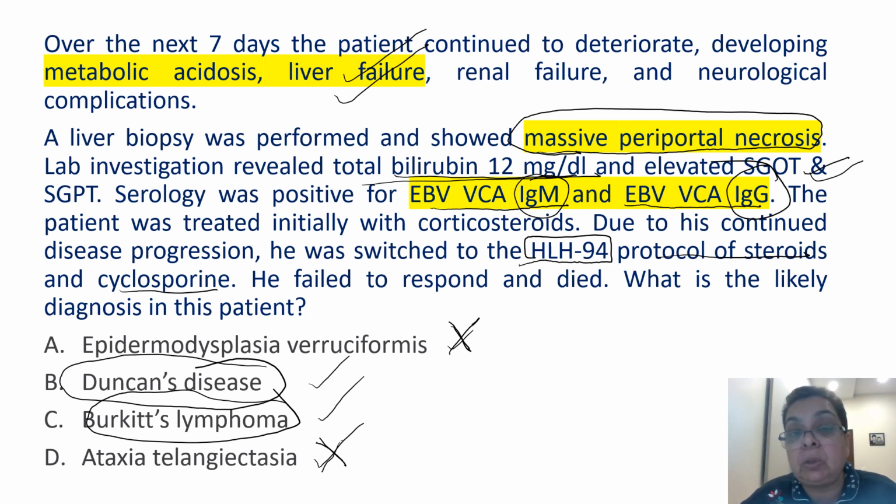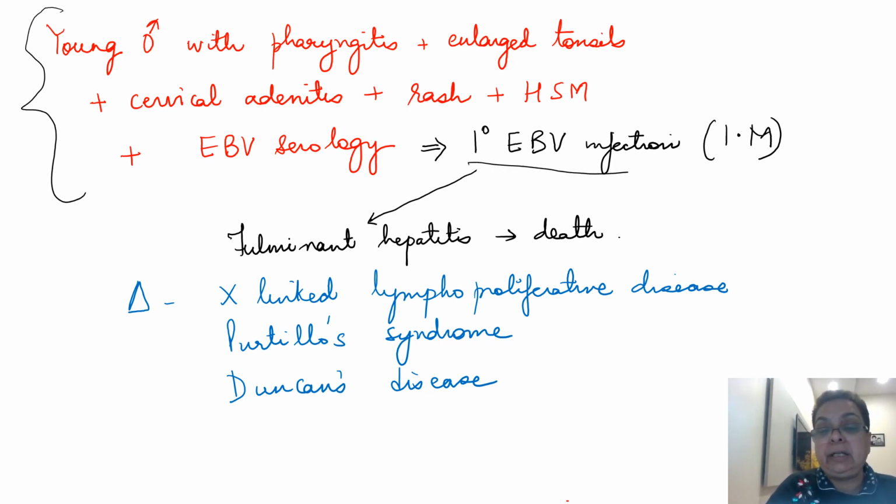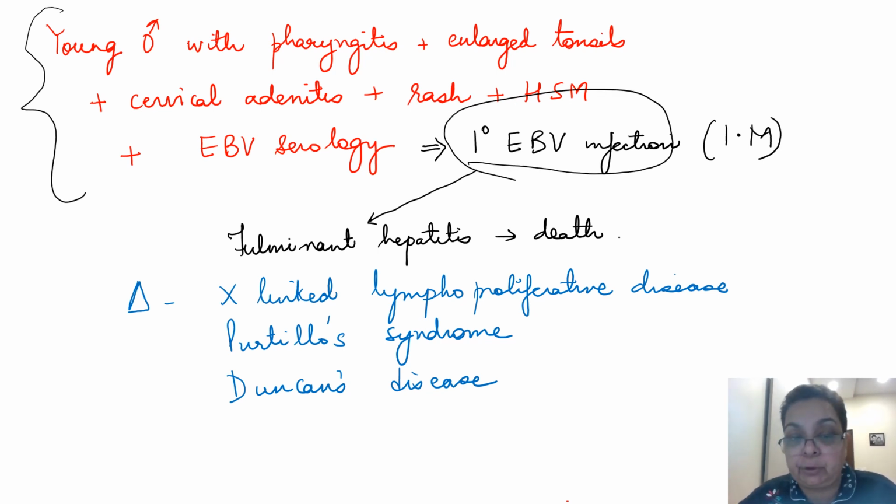What is Duncan's disease, also called X-linked lymphoproliferative disease? That's a disease due to a mutation on the X chromosome. So Duncan's disease or Portillo syndrome is our diagnosis in this patient, a highly fatal disease associated with fulminant hepatitis and hemophagocytic lymphohistiocytosis. We have already registered this typical appearance indicative of a primary EBV infection leading to fulminant hepatitis and death.